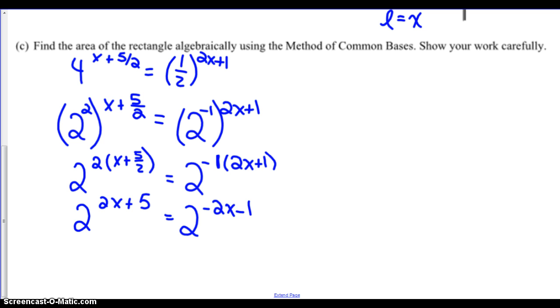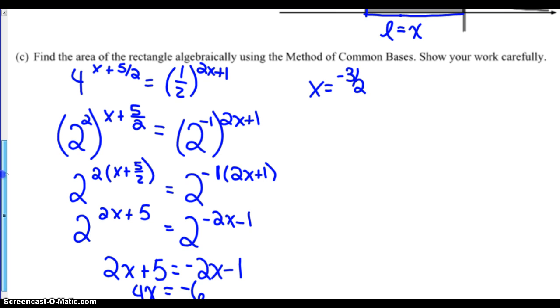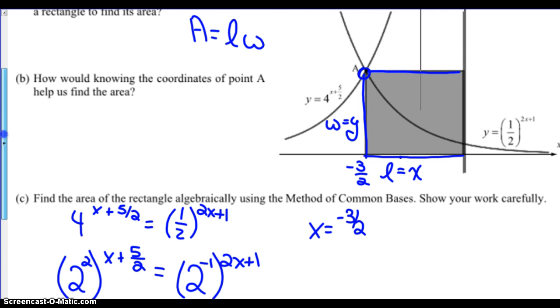Bases are now equal. Go ahead, set the terms of the exponents equal to each other. Add the 2x over, and I'm going to get 4x. Subtract the 5 over, and I'm going to get negative 6. So x comes out to be negative 3 over 2, which does make sense when I was looking at this graph up here, that this is in the second quadrant, that x value would be negative 3 over 2, or negative 1.5. We're still going. Here we go, guys.